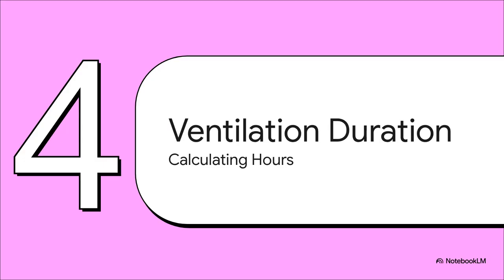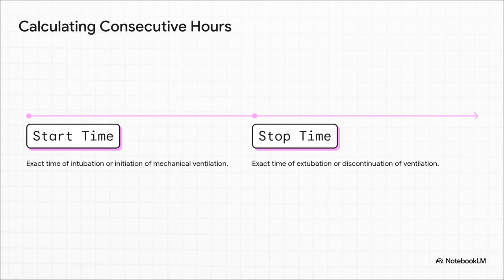Let's tackle number 4, calculating ventilation duration. I cannot stress this enough. Calculating the duration of ventilation is where coders constantly make costly mistakes. These errors lead to audit failures or major lost revenue. You absolutely have to define the start and stop boundaries for counting consecutive hours of mechanical ventilation. It's like a strict timer.